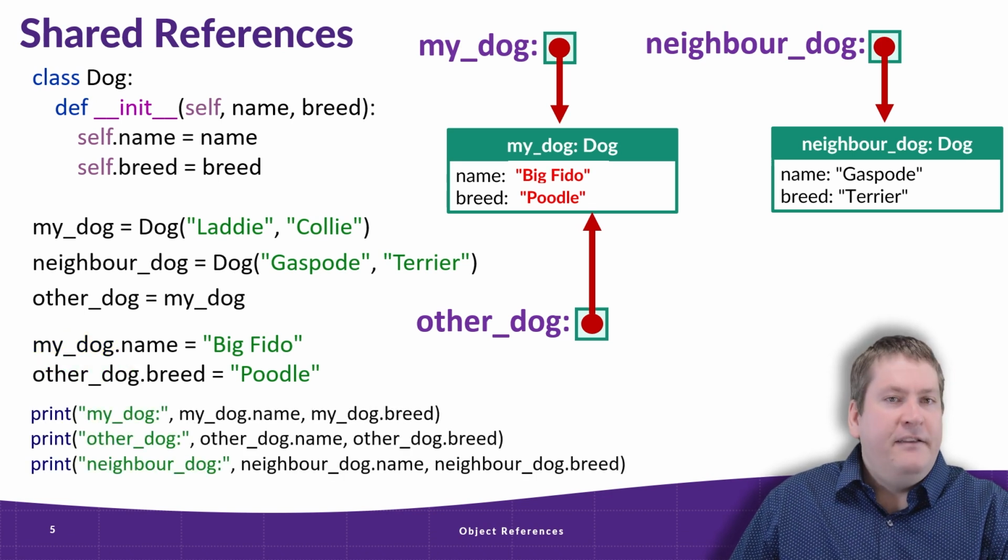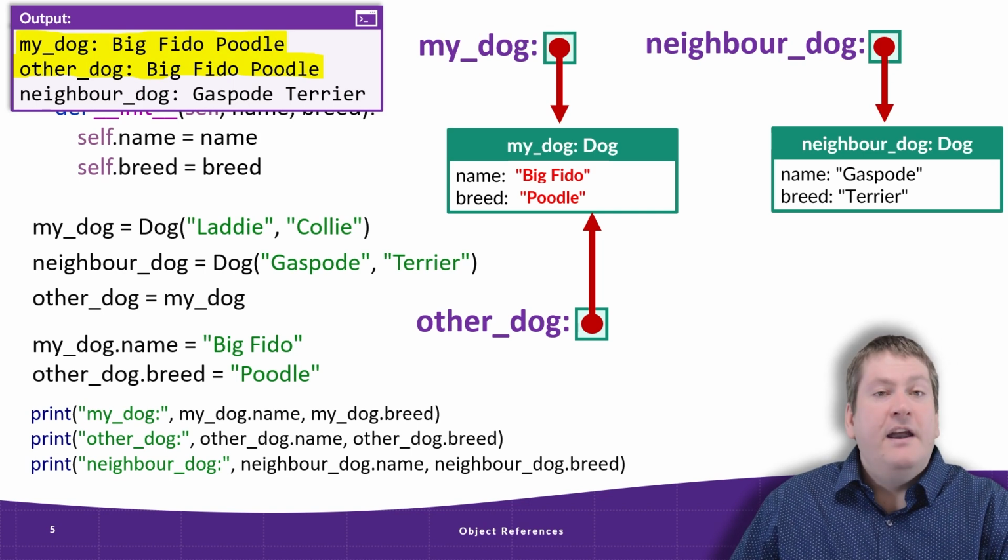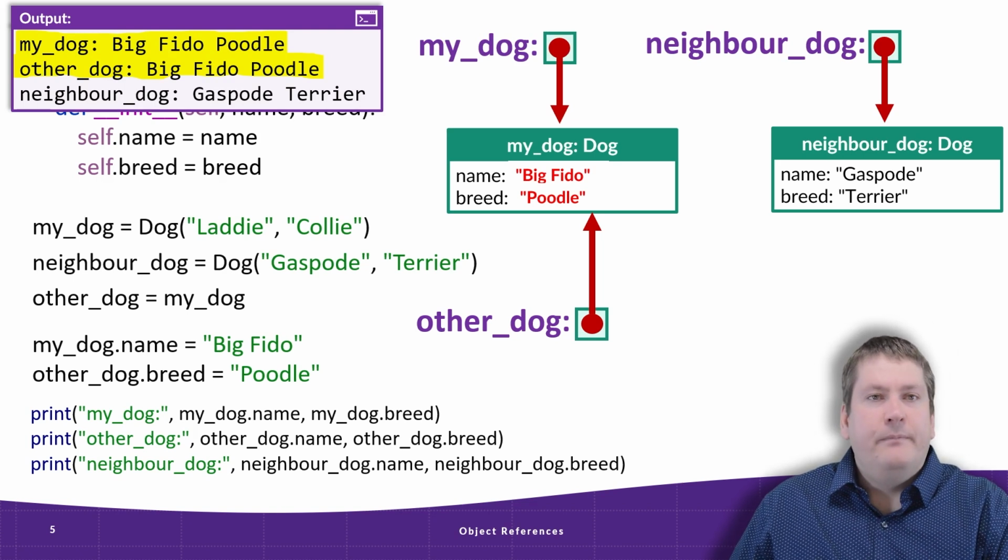So we can see this when we start printing out the values. These lines simply print out both attributes for each one of these objects, my dog, other dog, and neighbor dog. Now, unsurprisingly, because my dog and other dog reference the same object, we're going to get the same values here. They're both going to be Big Fido, and they're both going to have a breed of poodle. Updating one affects the other.